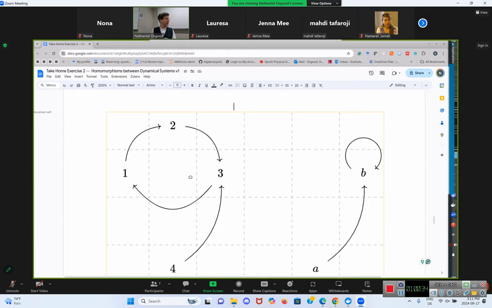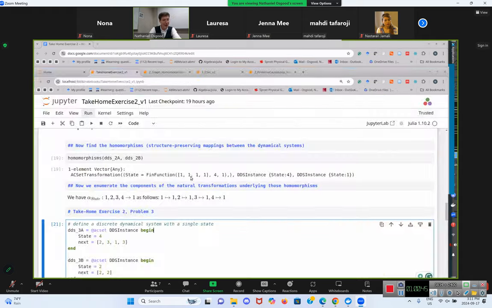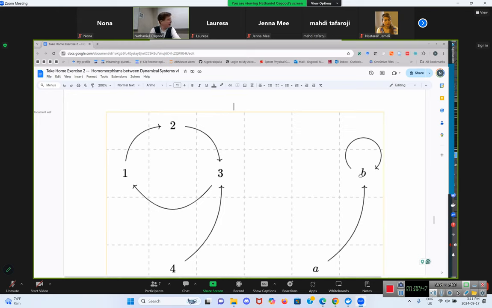Okay, so we have 1, 2, and 3 all go to B. Yes. And 4 goes to A. Good. And what's another one? I want to say 1, 2, 3, and 4 all go to B. All go to B. This is like our star. Okay. Right? You can almost see it twinkling. They all go to B, right?